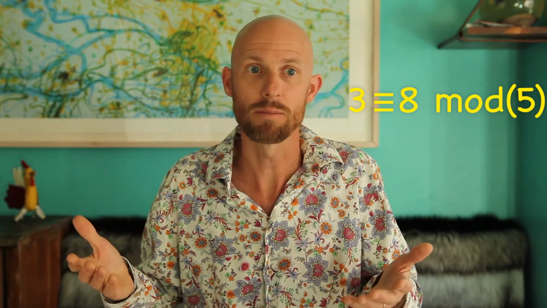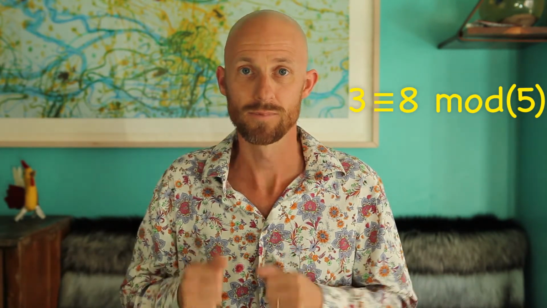We say that A is congruent to B mod n, written like this, whenever A and B leave the same remainder after dividing by n. So for example, 3 and 8 are congruent modulo 5. Written 3 is congruent to 8 mod 5, because 3 and 8 both leave a remainder of 3 after I divide by 5. Now I have to confess, mathematicians being mathematicians sometimes get a little bit lazy, and if it's understood what we're looking modulo, the modulus, then they sometimes drop that mod 5 part from the expression.